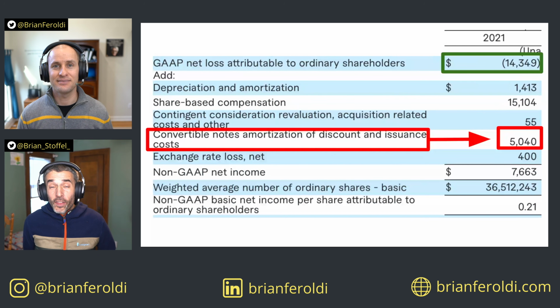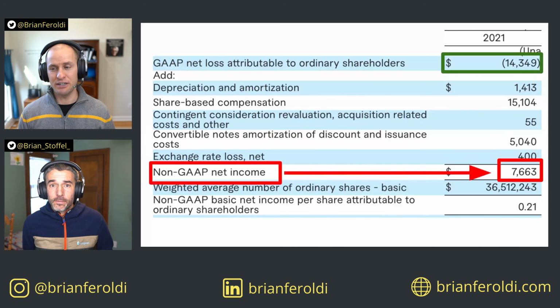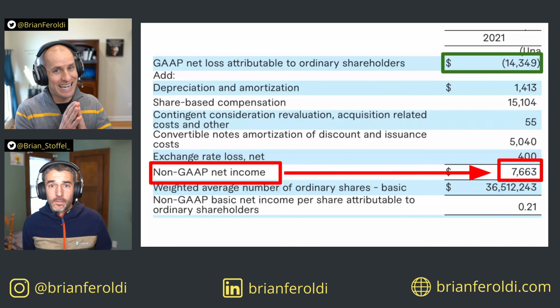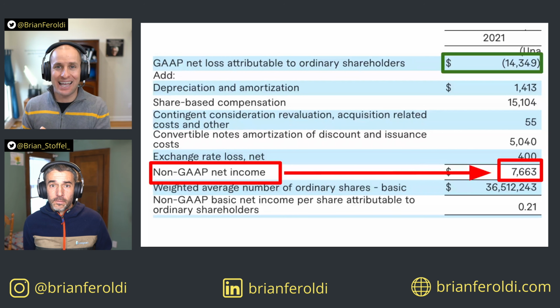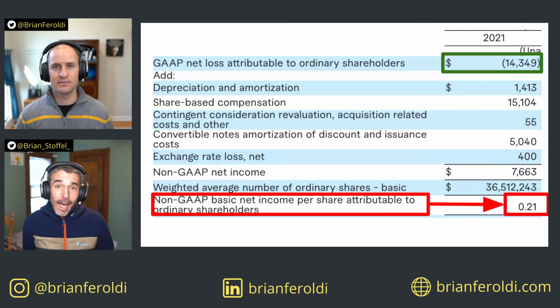But that wasn't all. The company also had to account for a $5 million charge on some of its convertible notes. Again, a non-cash charge that would have added to those gains. So when you account for those two major differences, the company actually reported a non-GAAP net income of almost $8 million during the period. That's a $22 million swing from a GAAP to non-GAAP basis. And when we're talking about non-GAAP earnings per share, the company reported 21 cents positive. That's a huge difference from a loss of 39 cents per share.